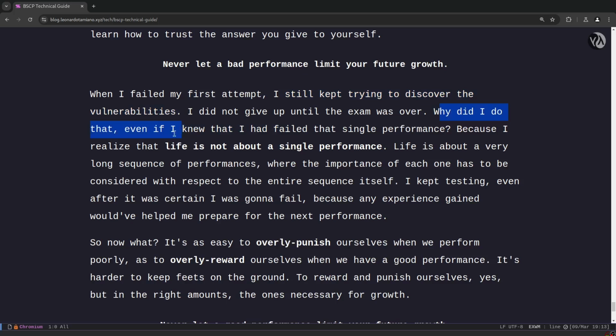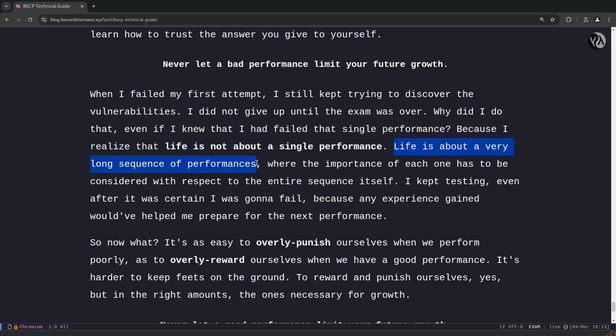Now, why did I do that, even if I knew that I had failed at a single performance? The idea is that life is not about a single performance. Life is never about a single performance, because life is actually about a very long sequence of performances.